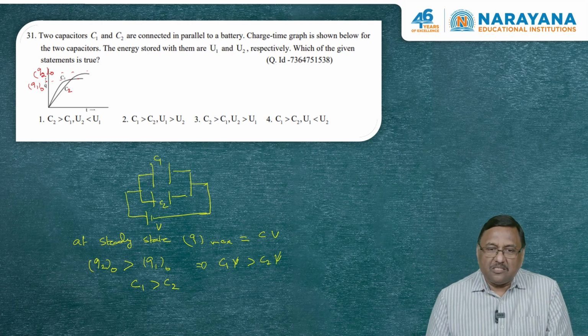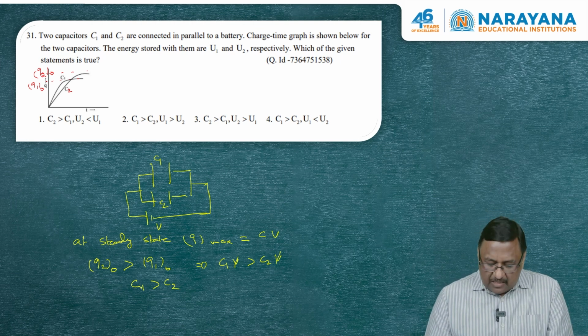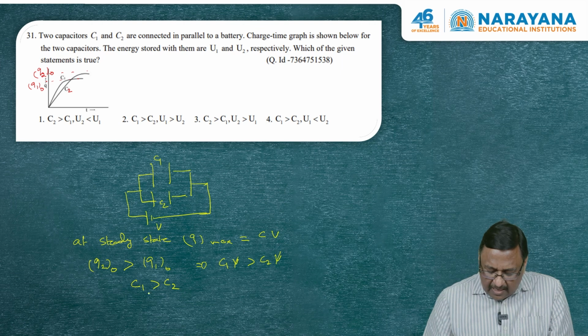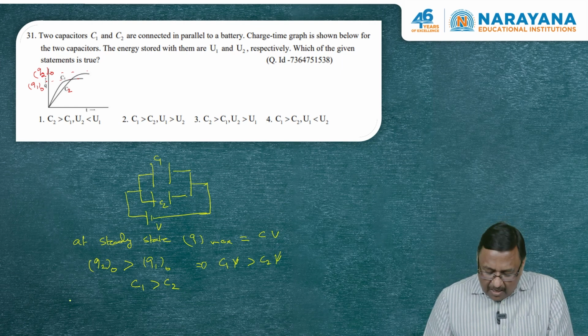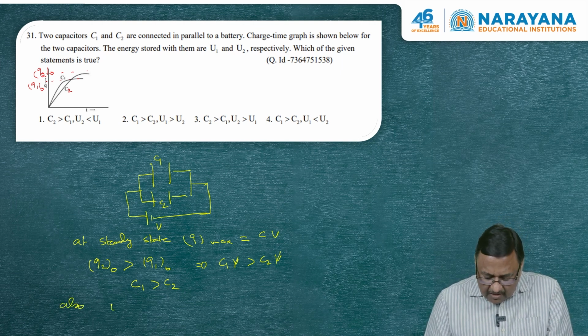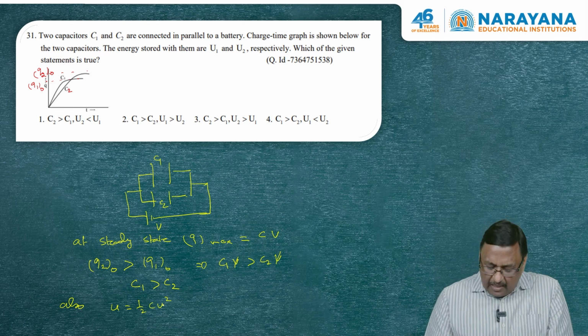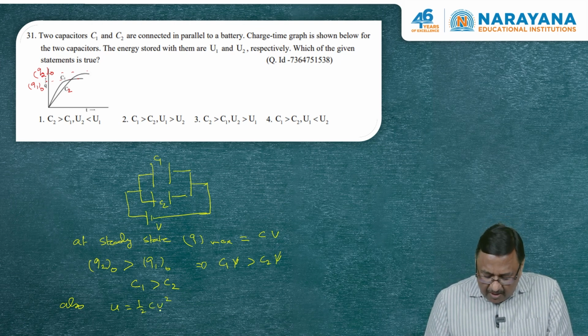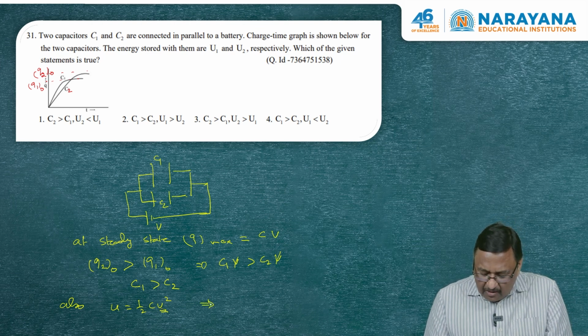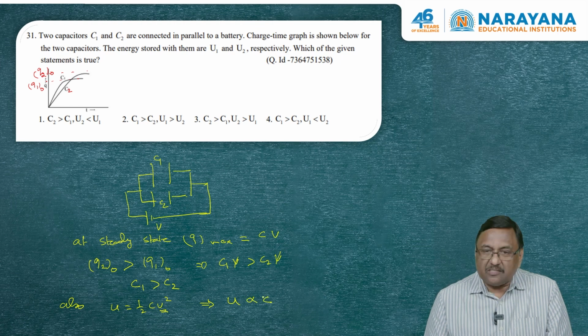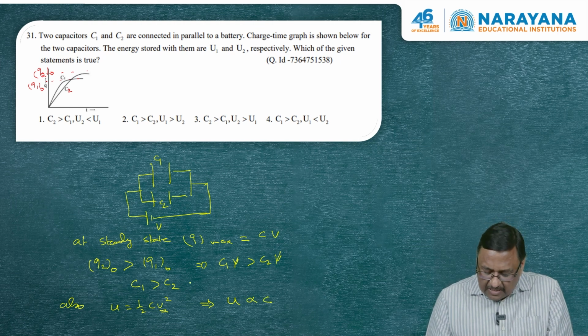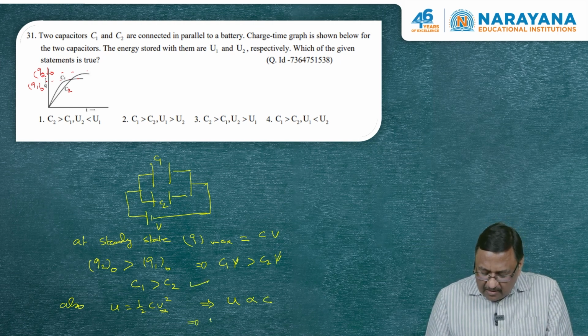The moment I am saying C1 is going to be more than C2, you can see that option 2 is the right option. As I write C1 is going to be greater than C2, also you write what is my energy? Energy is half C into V square. Again, as the question is asked in such a way that V remains constant, I can straight away say that energy of the capacitor in this situation is proportional to its capacity. If C1 is more than C2, that simply implies that U1 should also be more than U2.